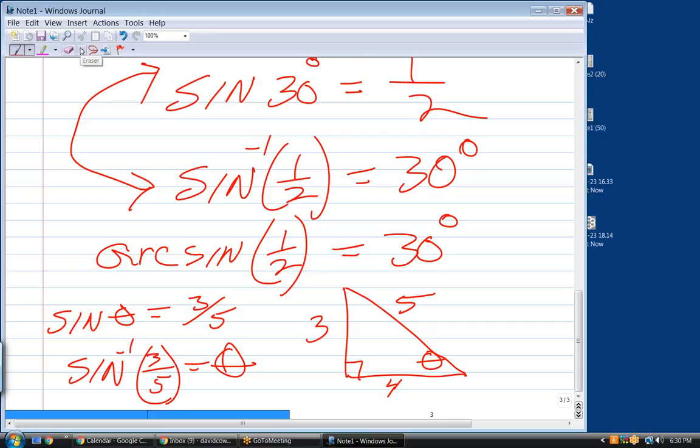I mean 36.9. The one thing you have to be certain of is what mode you're in. You could be in radian mode, or you could be in degree mode. I'm in degree mode. If you're in degree mode, you should get something close to 37 degrees. That is 36.9.